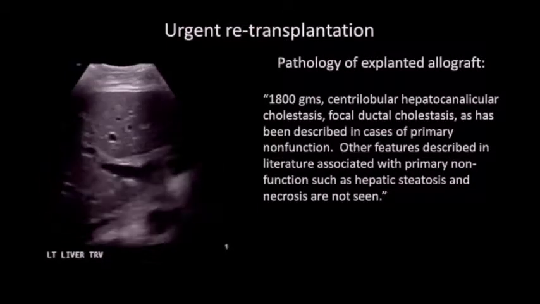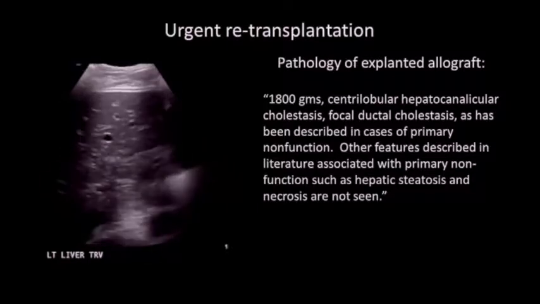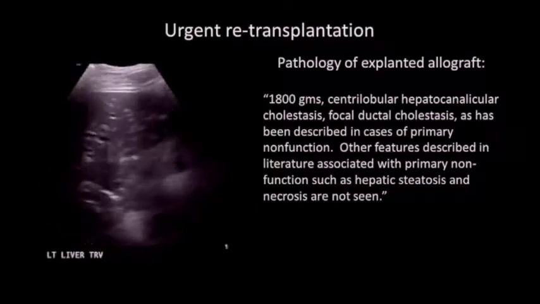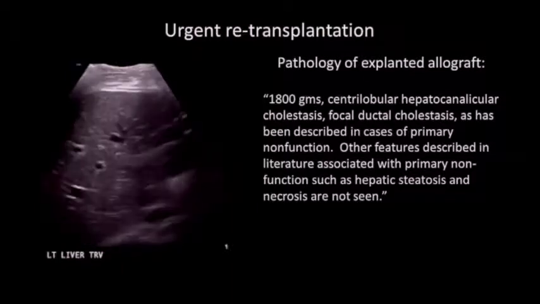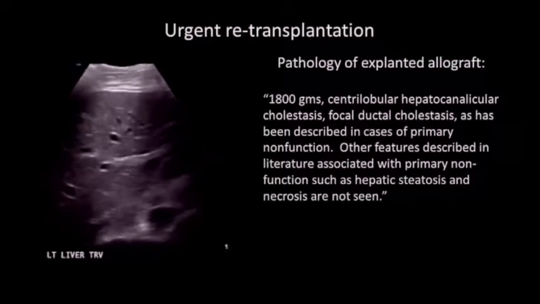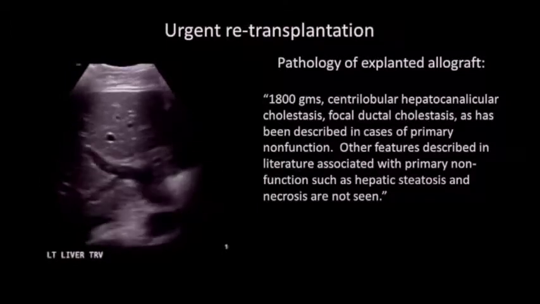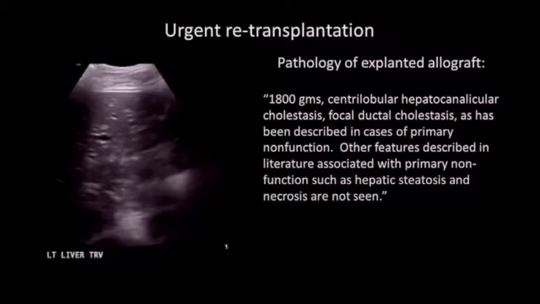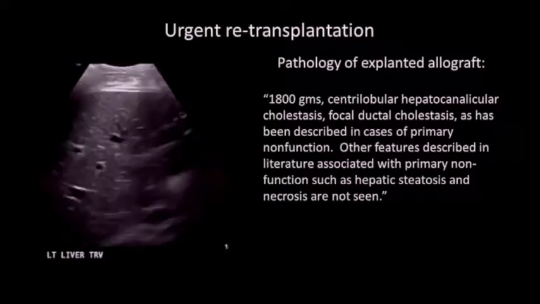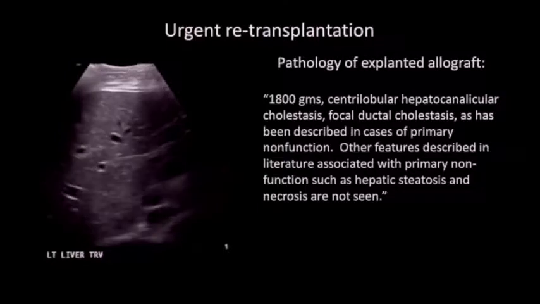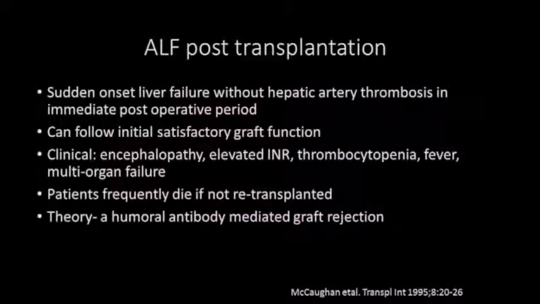So nothing very specific, but what was happening was the patient was clinically deteriorating dramatically, and this was felt to be primary graft failure. The patient needed an urgent retransplant and received one within a day. And on the explant, there was hepatocanalicular cholestasis, focal ductal cholestasis, as has been described in primary graft non-function. This is a very uncommon thing, fortunately, that's thought to be some type of humoral antibody-mediated rejection. Essentially, it is the acute onset of liver failure without hepatic arterial thrombosis immediately after liver transplant.